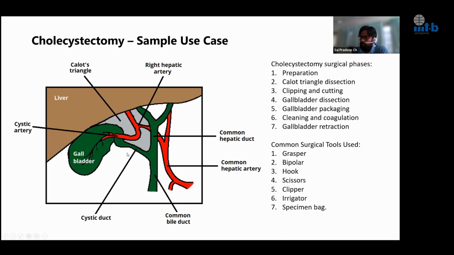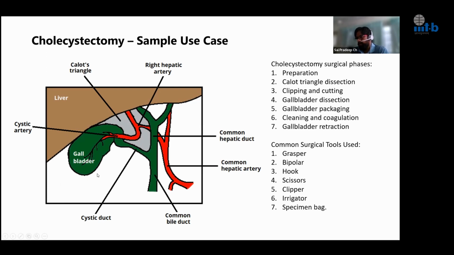So this gallbladder is connected to the body in three parts. The gallbladder is connected to the liver with a tissue, and the blood supply is coming from the cystic artery, and the gallbladder, which contains the bile juice, is connected to the stomach through the cystic duct. So we need to sever these connections. If we remove these three connections, we will be able to package this gallbladder and remove it out of the body.